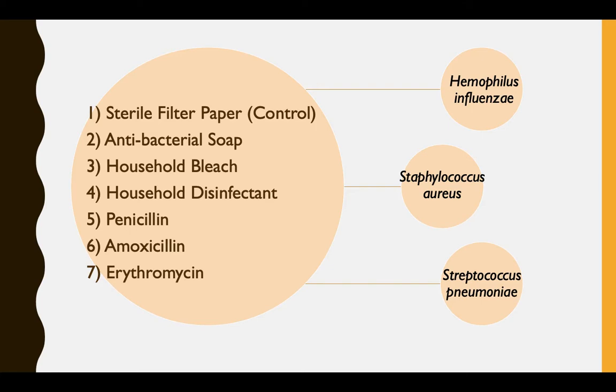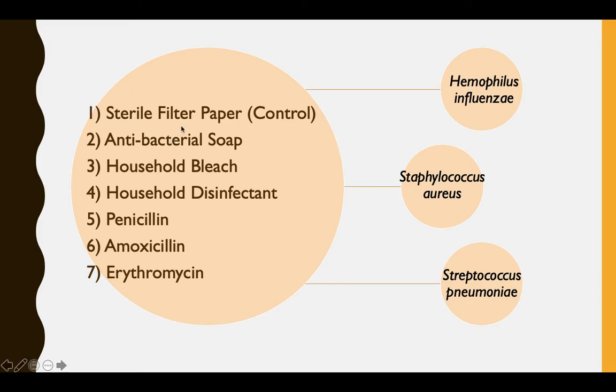So in this lab, we're going to be observing the effects of several different antimicrobials on 3 different bacteria as listed here. The 3 bacteria that we're going to be using are Haemophilus influenzae, Staphylococcus aureus, and Streptococcus pneumoniae. And our antimicrobials here on the left side include these 7.